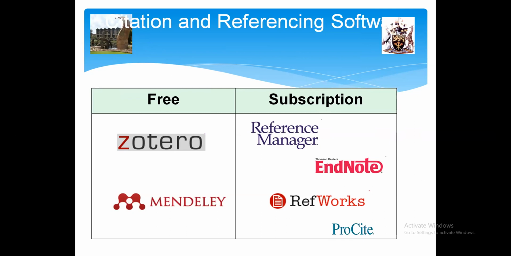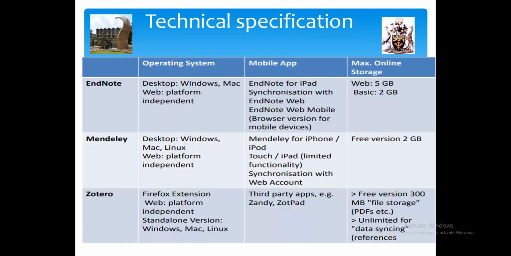So Zotero and Mendeley are free, but we also have other citation and referencing tools that are subscription-based, such as Reference Manager, EndNote, RefWorks, and ProCite. They can do more than what Zotero and Mendeley can do. They have so many additional features, but you have to pay for them. So we are insisting that Zotero can do the very basics and much of the work that these other ones can do. But of course, if you want additional features, you can pay for Zotero Premium.